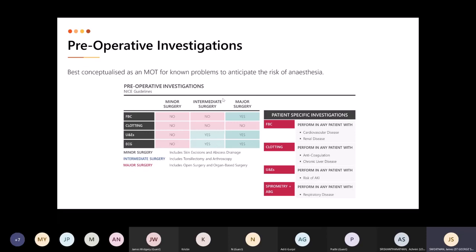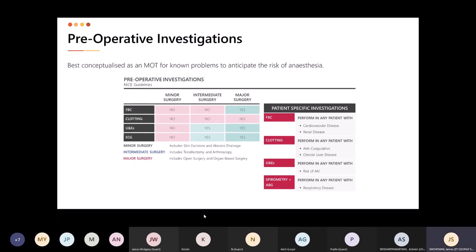When you come to work in hospital, everyone who gets surgery gets a clotting, but the NICE guidance is that you don't actually need to do it unless they've obviously got a clotting disorder, because most people have a normal INR. Cool. We're not going to spend too much time on that.